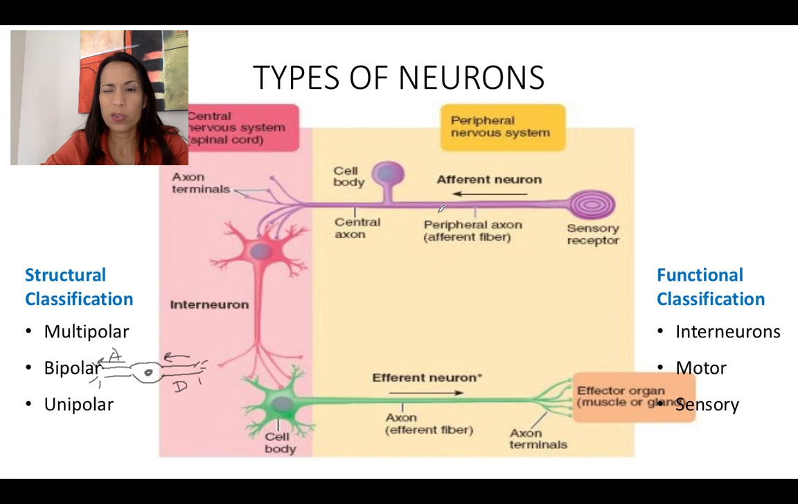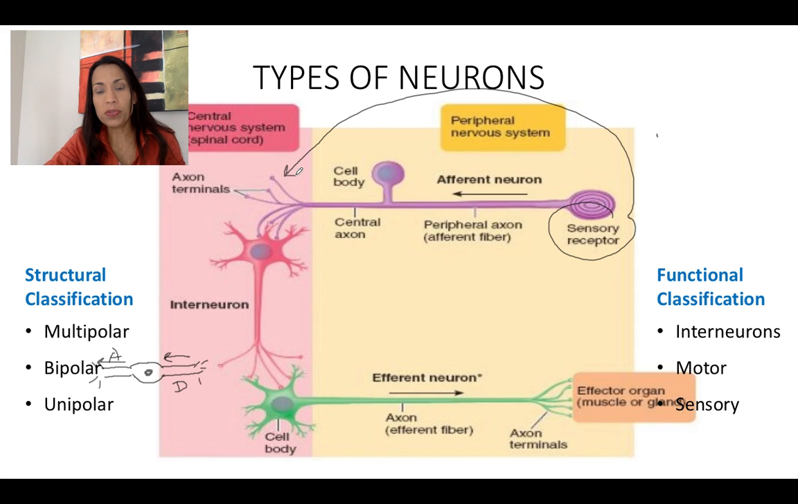Okay, the other classification classifies a neuron depending on its function. And we have interneurons, motor neurons, and sensory neurons. This might be easy for you because we know already, let's start with the sensory. Well, we know the sensory division of the nervous system brings information from a receptor, see, in here we have a receptor, towards the central nervous system, brain and spinal cord.